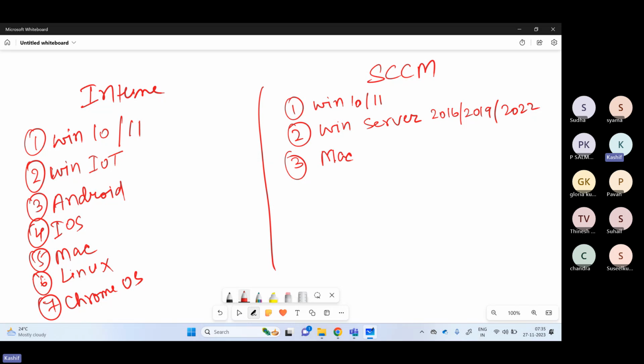Now, for the future of Microsoft, they would like to remove the management functionality of Windows 10 or 11 and Mac from SCCM. They will keep only server management. Give me 1 minute, guys. Somebody is calling me.